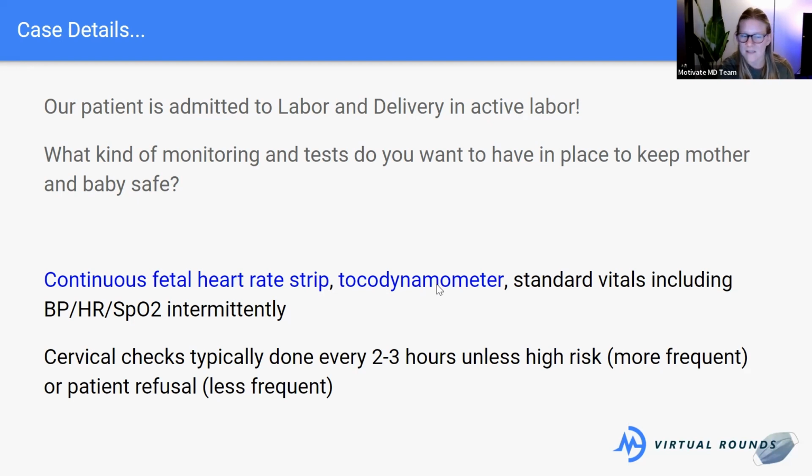unless it's medically necessary, so that they can have room to move around, or they can sometimes even get into a bathtub and have the warm water to relax and things like that.